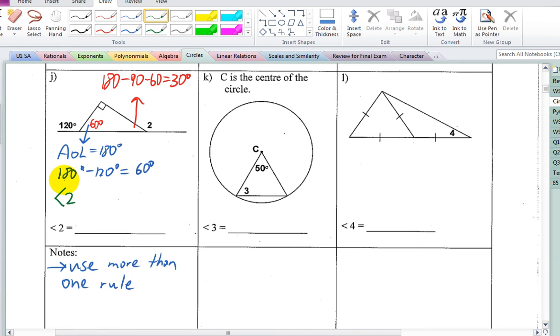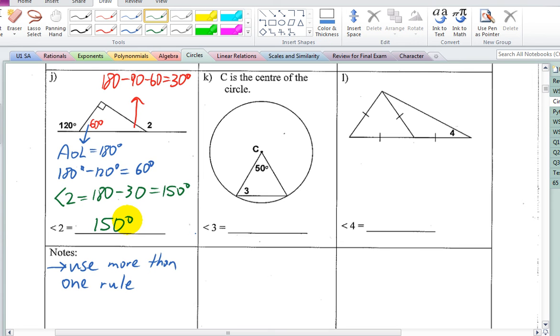So then, after we do that, we can find angle 2. Okay, so angle 2 is going to be supplementary, angles on a line. So 180 is the total, minus 30 equals 150 degrees. Okay, 150 degrees. Any questions?